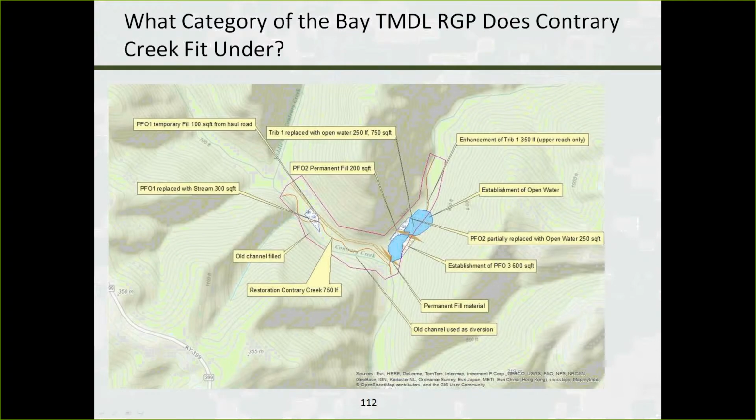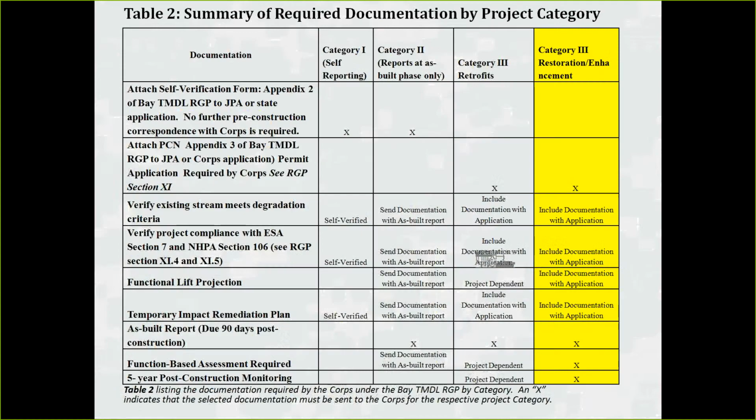What category of the Bay TMDL RGP does Contrary Creek fit under? This is a Category 3 project. So Contrary Creek is a Category 3 restoration and enhancement project. What does this mean for our application process?